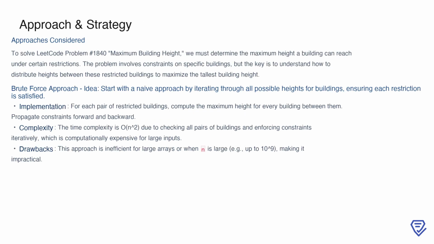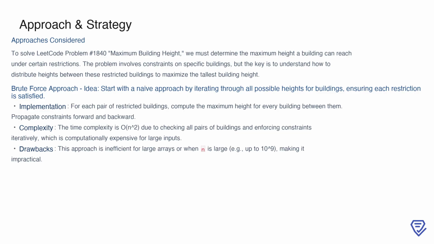To solve the maximum building height problem, our goal is to determine the tallest possible height a building can reach while adhering to the given height restrictions. These restrictions apply to specific buildings, and the challenge lies in distributing heights between these restricted points in a way that maximizes the tallest building.